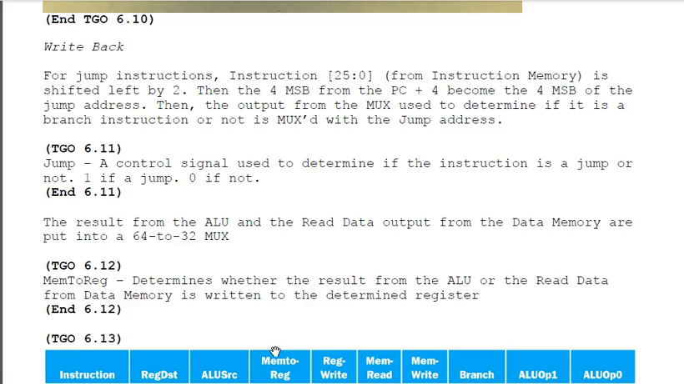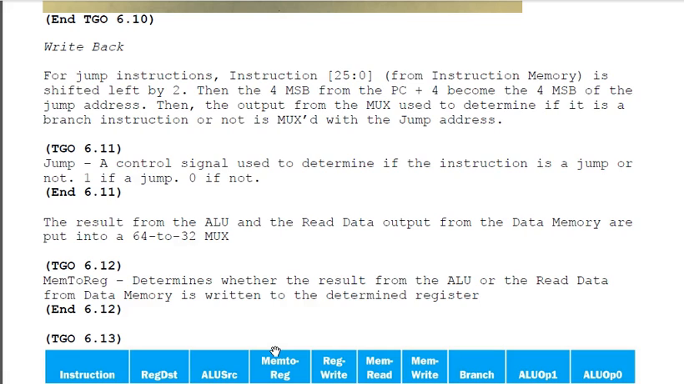So what it's going to do in the MIPS architecture is it's going to take the 4 most significant bits from the PC plus 4 and concatenate them to the front of the jump address. But concatenate means it just copies the four most significant bits and just puts it there. So the symbol will be just a circle with a line up and down. That's concatenation in hardware.